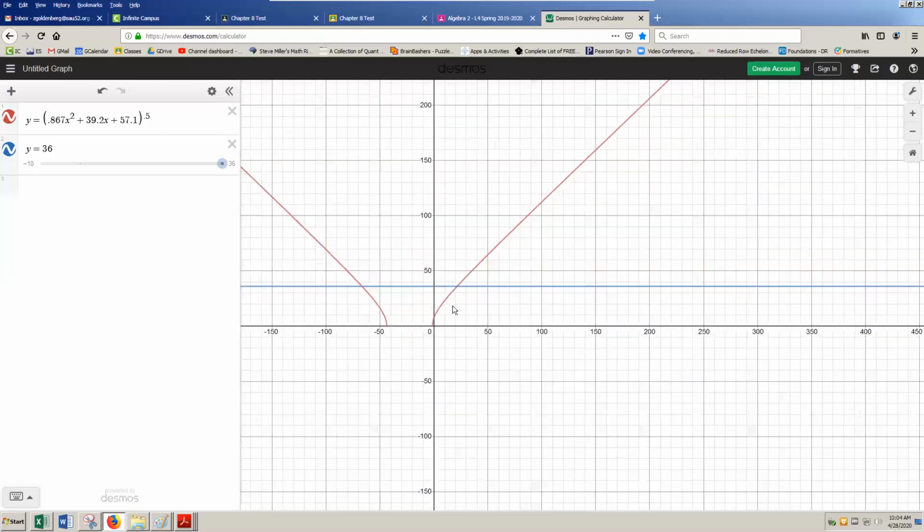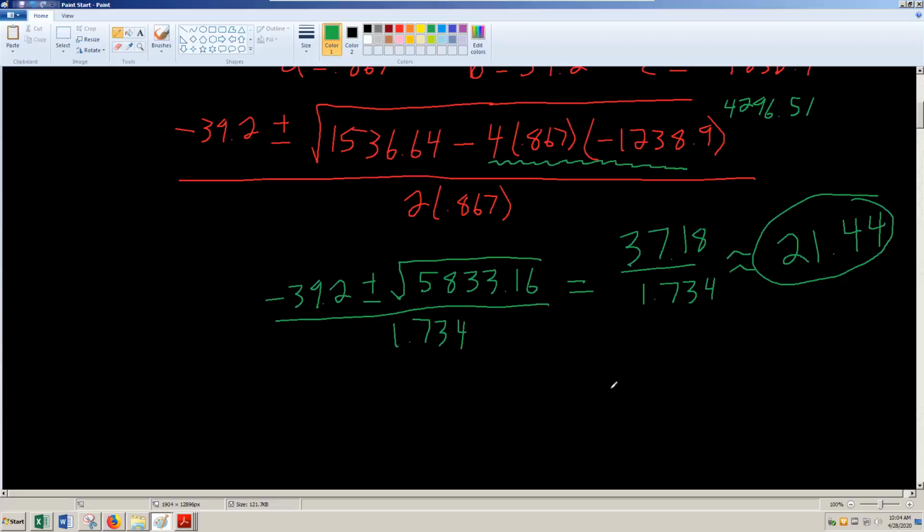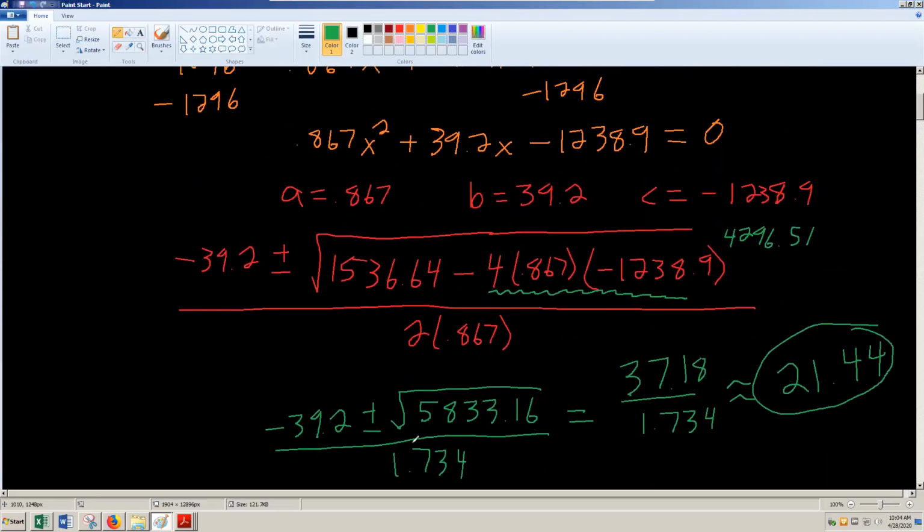So looking at this, we have our intersection point here at approximately 21.44, which is what we got. Sweet. Any questions on this one? Perfect. Saved by Molly.